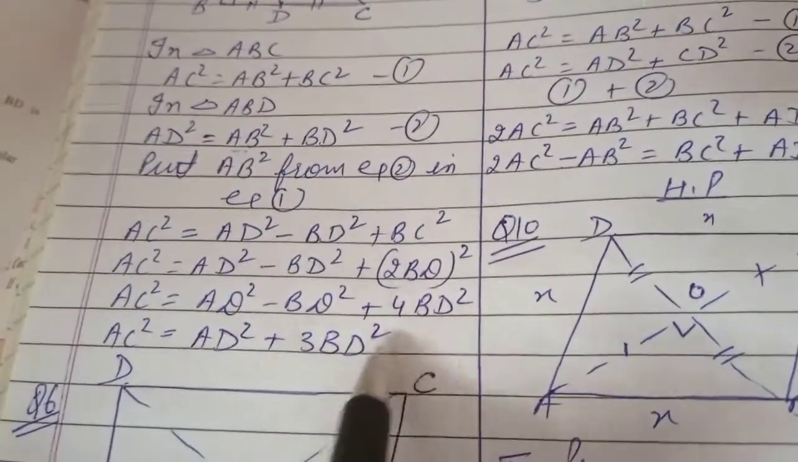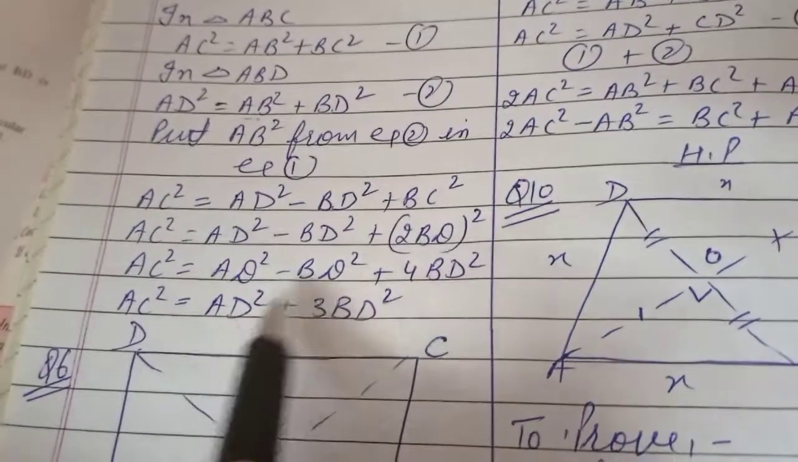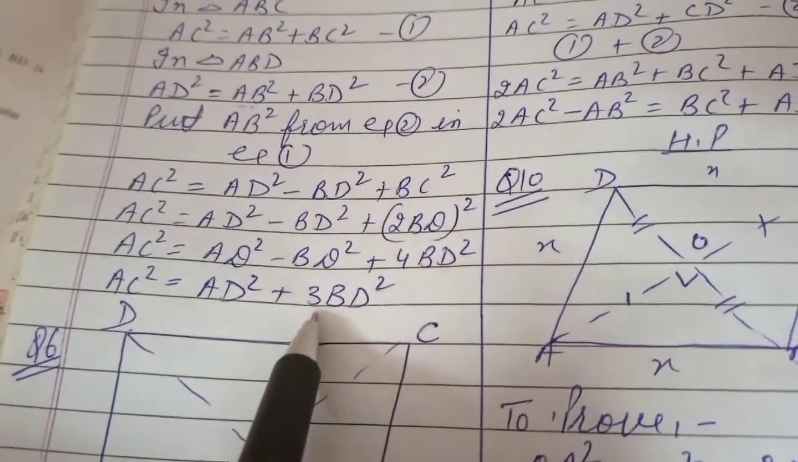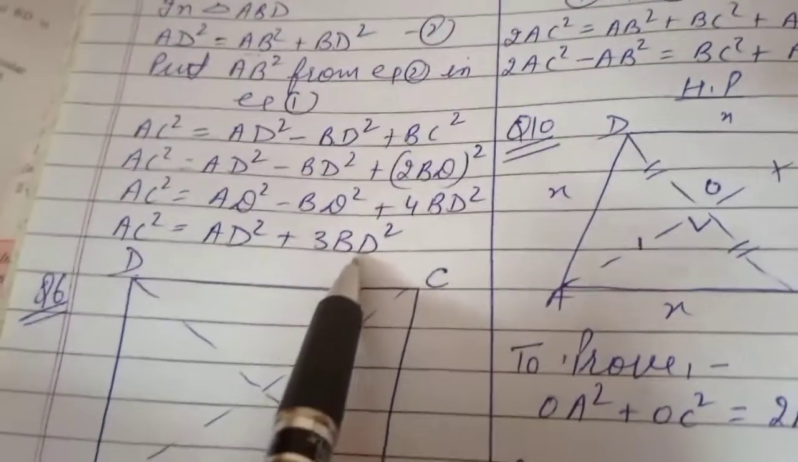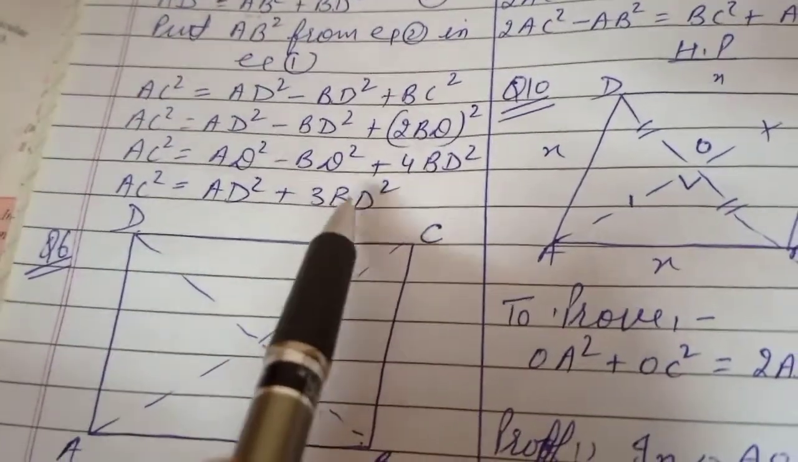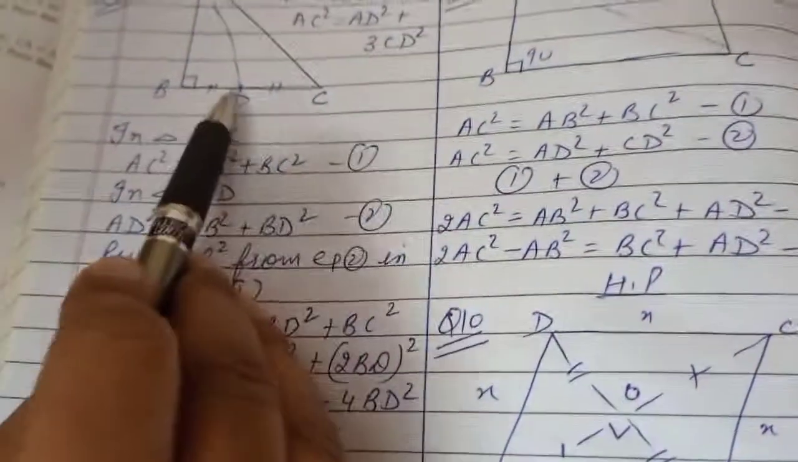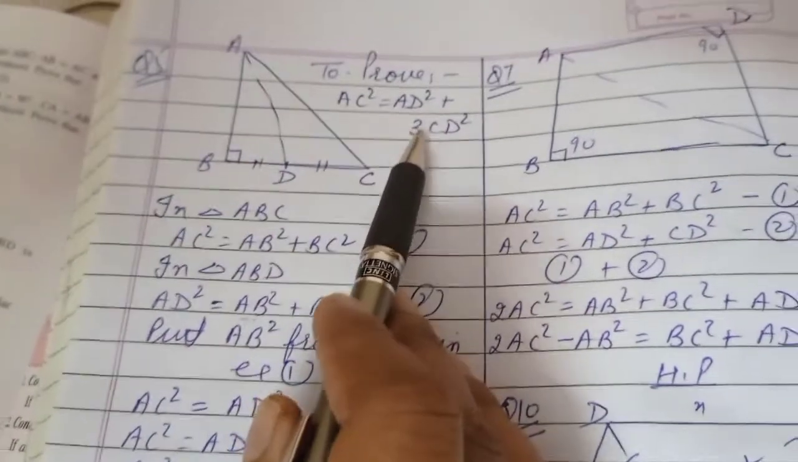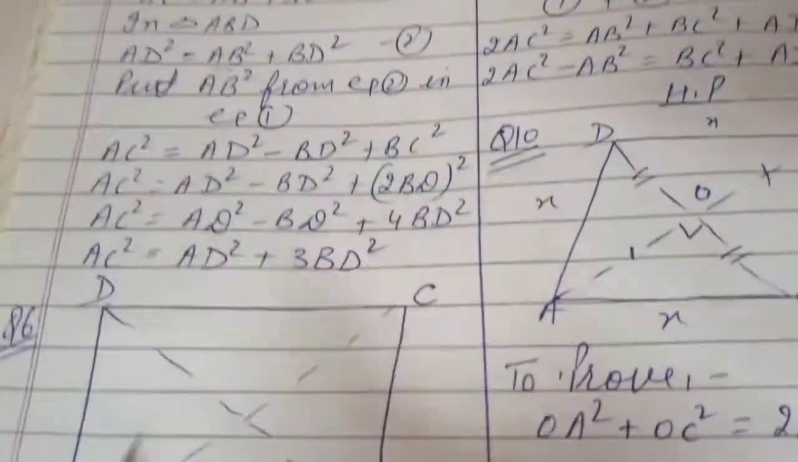Okay. So when you open it, look here. AC square, AD square, BD minus this is twice of BD square. And you know that BD is equal to CD. At last we can write, this is the midpoint. BD can be replaced with CD. That's the result what you have to prove. So you can replace it.